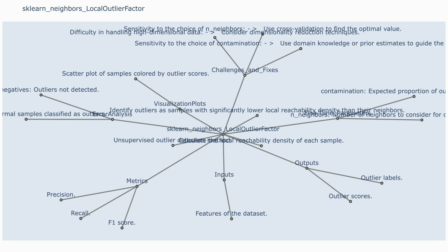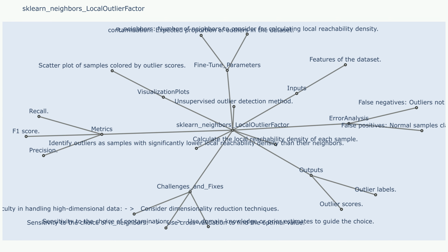sklearn.neighbors.LocalOutlierFactor. Description: The local outlier factor (LOF) algorithm is an unsupervised anomaly detection technique that identifies outliers in a dataset based on their local density deviation. It measures the local density deviation of a data point with respect to its neighbors. If a data point has a significantly lower density compared to its neighbors, it is considered an outlier.